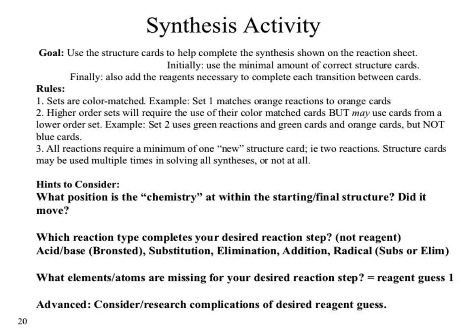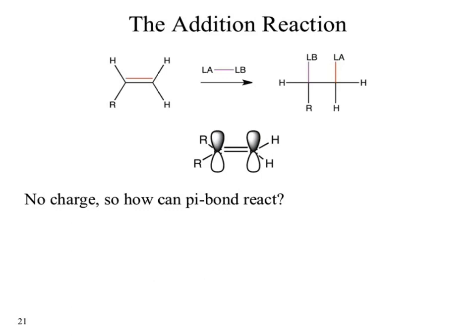Okay, whoops, skip that for the moment. We'll see that painfully later. So when we look at the basics of our addition reaction, in all of those cases, we're starting with some kind of pi bond, not necessarily an alkene, it could be an alkyne, and we are now adding two new sigma bonds, what I'm calling LB and LA. What are LB and LA?